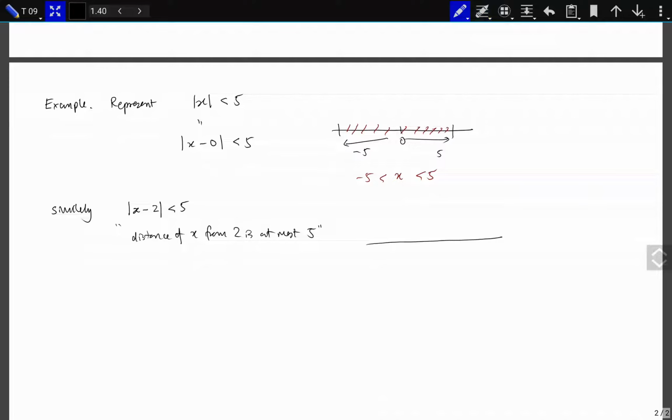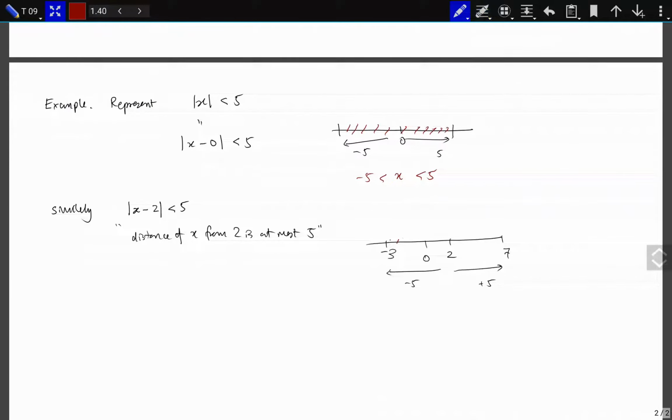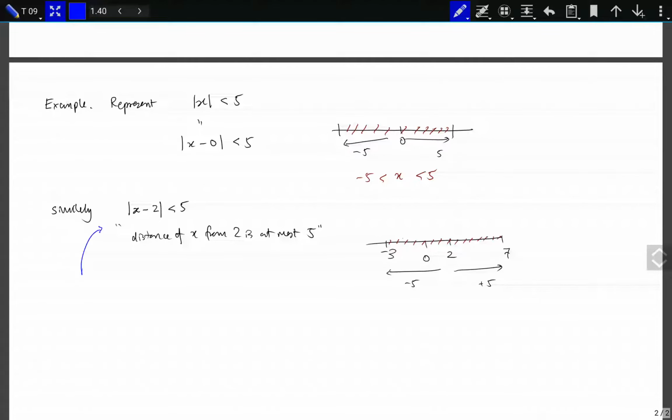So here, let's show that this actually happens. So this is 2, there's 7, and there's minus 3, there's 5. And we think that x should be in this range. Let's prove it. So let's go back to our equation.